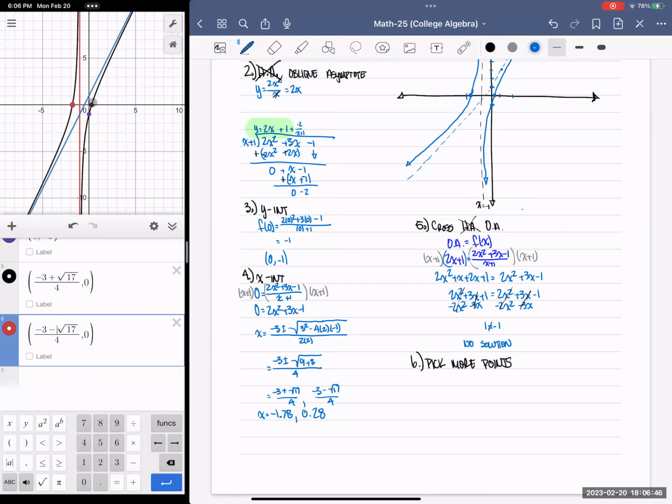Y-intercept, does it cross our horizontal, in this case, our oblique asymptote? No, we checked that. Our pick more points, we really didn't even need them because we had this part of our graph here, that part of our graph there. We didn't need any more points. So there you go. That's how we were able to graph this function.